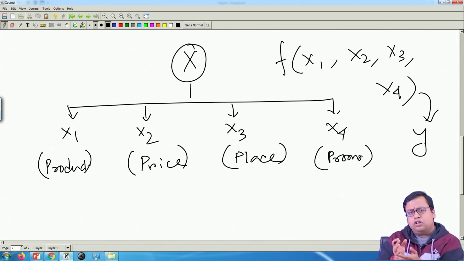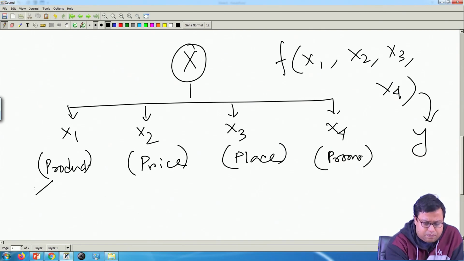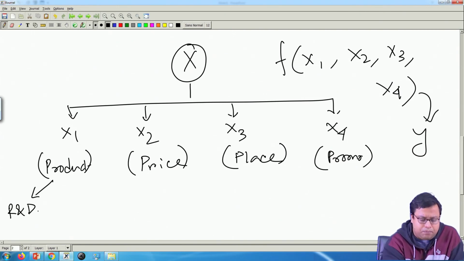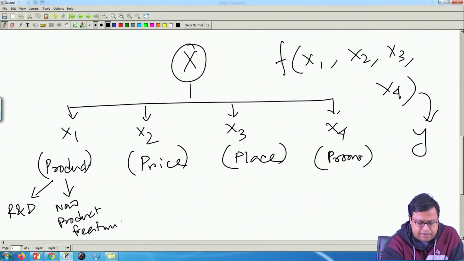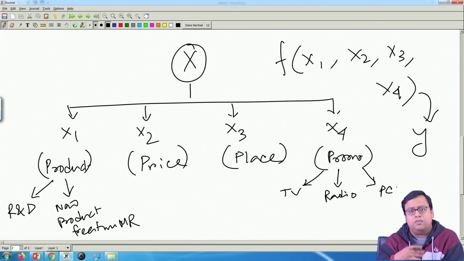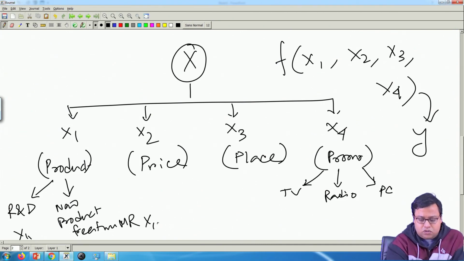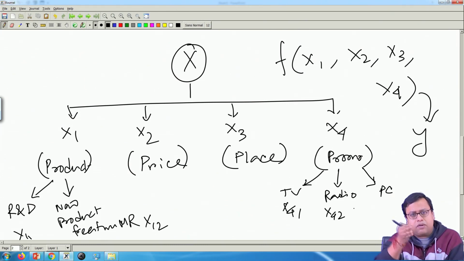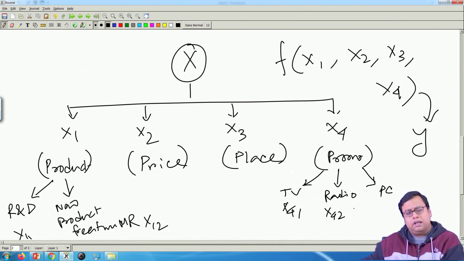And you also have to decide, when I talk about product, how I will put money on product. I can put money on R&D, I can put money on, let us say, new product feature development, new product feature understanding, new product feature market research. Similarly, in promotion I can do a TV ad, I can do a radio ad, I can do personal communication, all of these combinations exist. So, it is not exactly X1, X2, X3, X4, it will be basically X11, X12, X41, X42 and so on. You can break it down as much as possible, and you might try to derive what kind of problem you are facing.